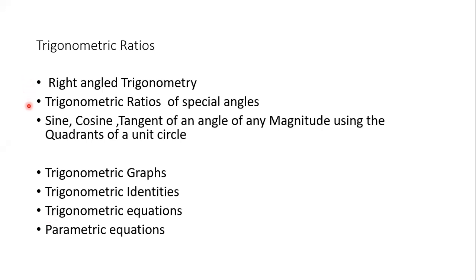We shall look at ratios for special angles. We shall look at the quadrants. We shall look at the graphs, identities, equations, and then lastly, parametric equations. So this is what we call trigonometry 1. Then after understanding the foundation, the background, we shall go on and look at trigonometry 2, which will involve a lot of double angles, a lot of different identities. But this is what we are going to first look at today.